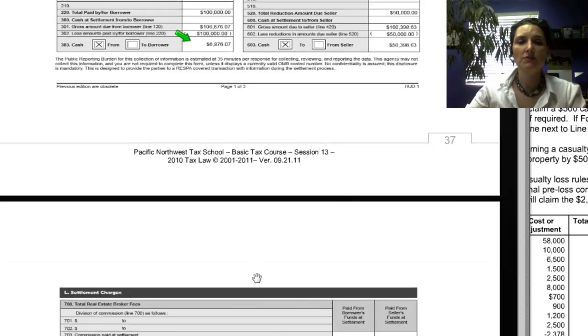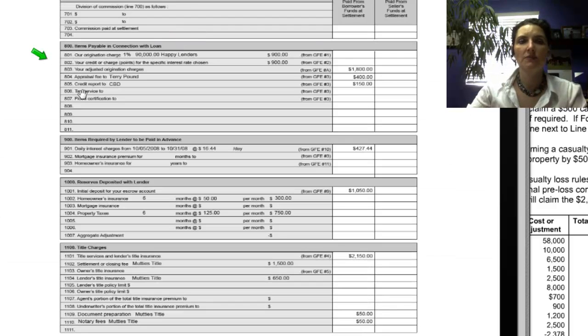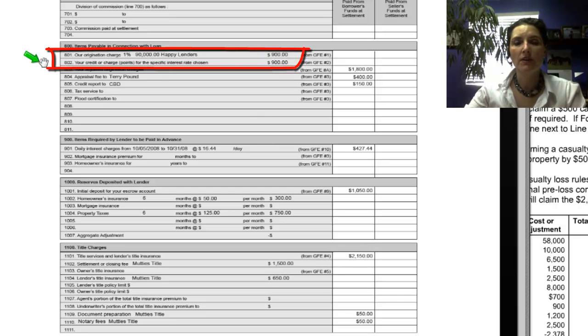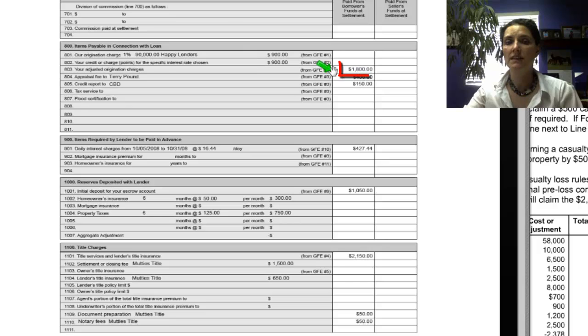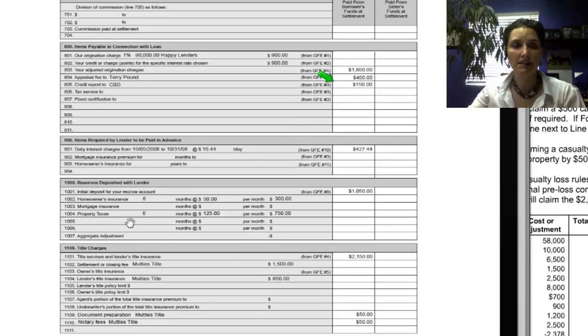Moving on to page 2. And here we are on page 2. Now we've got some numbers that matter. We have a loan origination fee of 1%, and we have a point fee of another 1%. And since the amount being financed is 90%, we see that we have 2 points, totaling $1,800 of points paid. Those will add to the cost basis in the property. They have to be capitalized. There's also an appraisal fee and a credit report fee, and those two are going to add to basis.